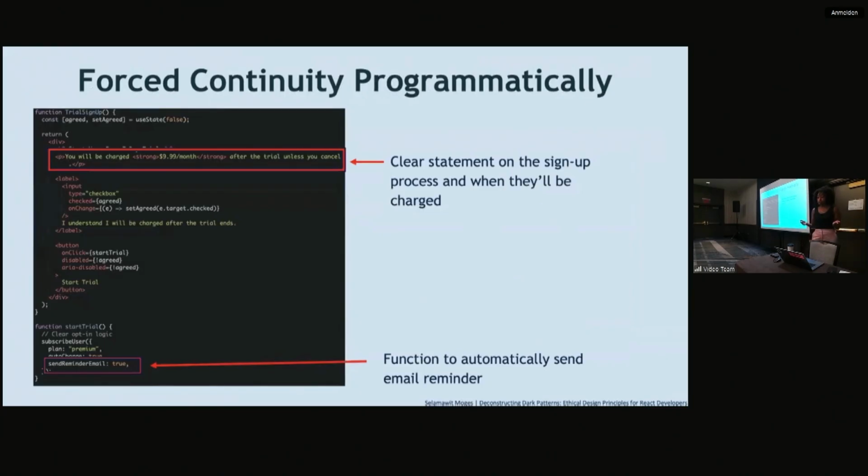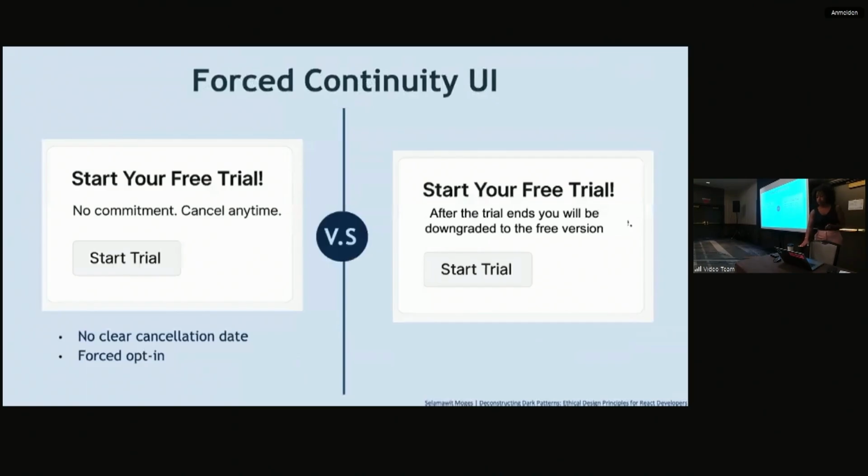Or even better, go for an opt-in versus an opt-out approach. The difference between those two is users should have the agency to sign up for the subscription versus having to find out how to get out of the subscription after the trial period has ended. So from the UI perspective, again, both of them are pretty similar, but there's clear differences.